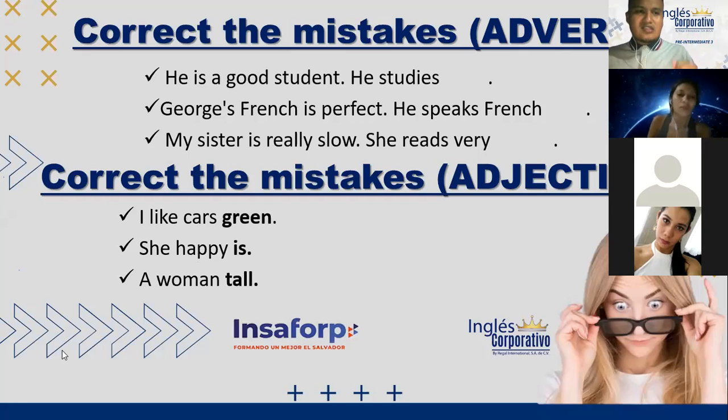three sentences there. The first one says, I like cars green. Can someone tell me what is the mistake in the first one? The order? The order. Who said the order? Yeah, the order. Green cars. So how would it be? I like green cars. Correct. The second one? She's happy. Correct. And the last one? A tall woman.